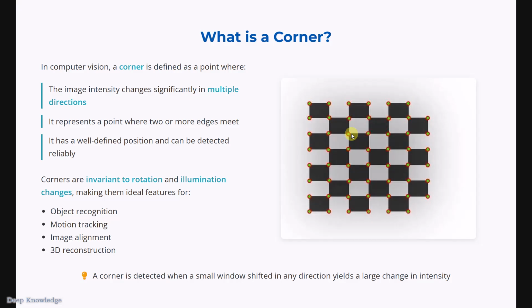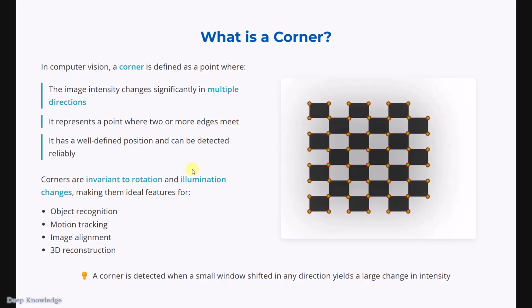So let's see, what is a corner indeed? A corner is not just a sharp angle like what we see in real life. In computer vision, a corner is a point where the image intensity changes significantly in at least two directions. You can see, for instance, in this direction and this direction. And here we can see a corner.